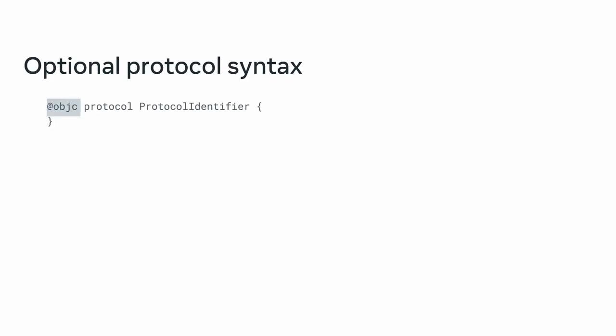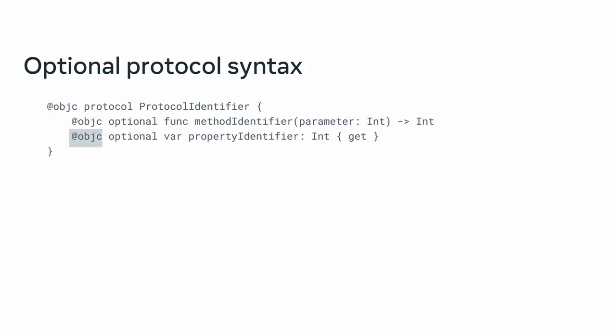To have optional protocol requirements, you must prefix the protocol definition with the @objc attribute. Each optional protocol requirement must be prefixed with the @objc attribute and an optional modifier. Since the @objc attribute tells the compiler to make your code compatible with Objective-C and Swift code, optional protocols only work with classes and not with structs. This is because Objective-C doesn't have the concept of a structure. Moving on, let's explore how to implement a required or optional protocol method.